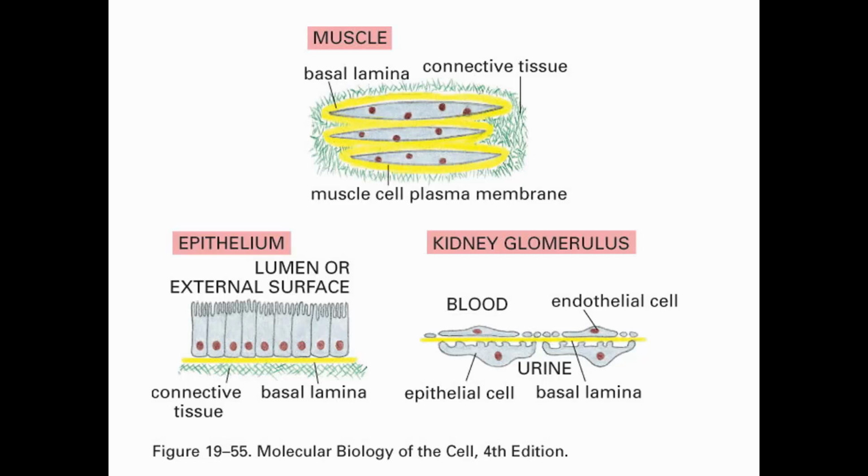And in the kidney, you have this unusual situation where you have two epithelial cell types that are confronting each other at the filtration barrier. So you have the endothelial cells of the blood vessels, and then you have the epithelial cells, they're called podocytes. And together they produce a very thick basal lamina that acts as a filtration barrier here. And you'll hear about that later on in the term in the kidney lecture.